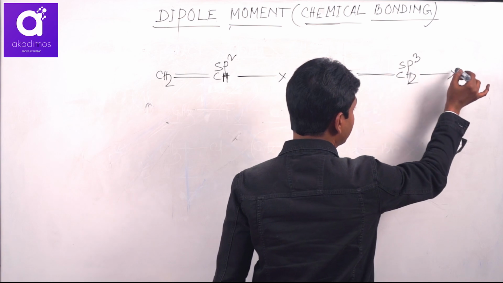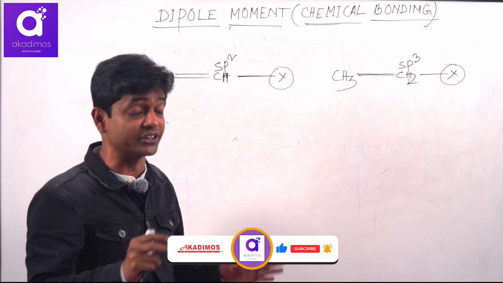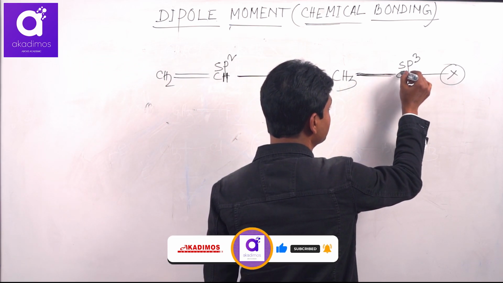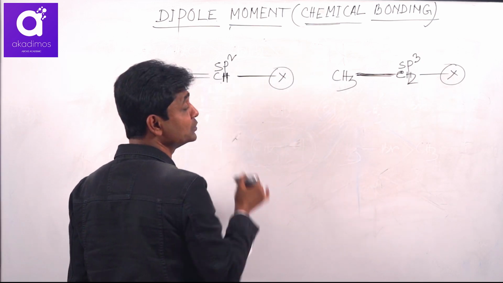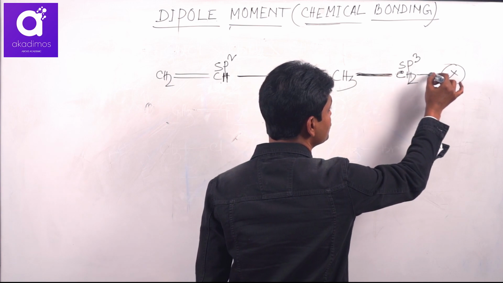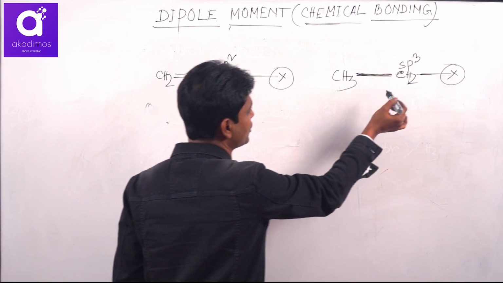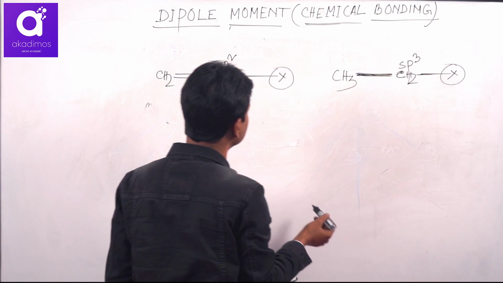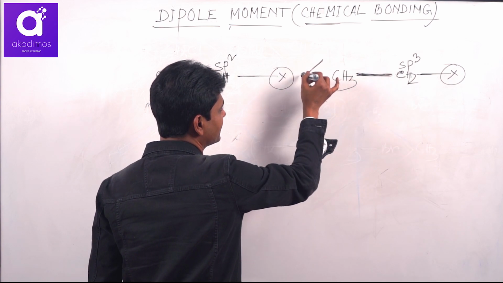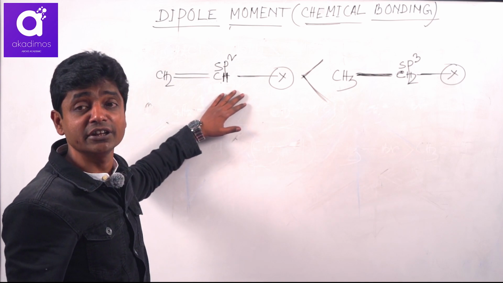X electronegativity is fixed. Now consider the difference of electronegativity. Here you will get a larger difference of electronegativity, since sp3 carbon is more electropositive than sp2. So by considering the difference of electronegativity, this bond should be more polar than this. I am not considering this part, it is more or less common for both. So, by electronegativity difference, the ethyl chloride dipole moment is greater than vinyl chloride.